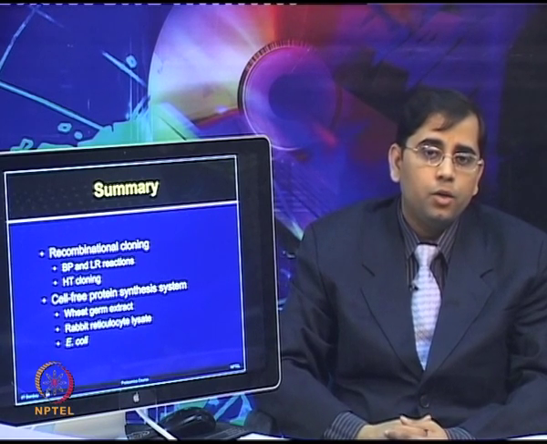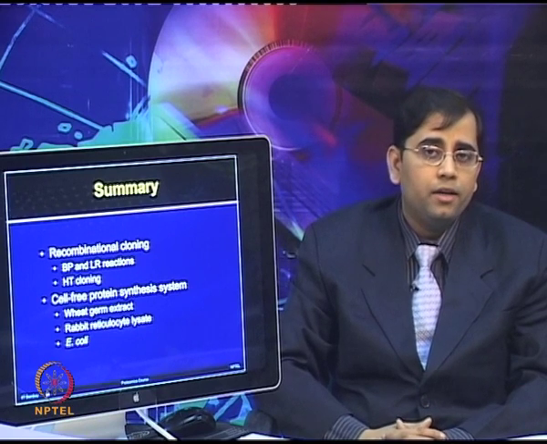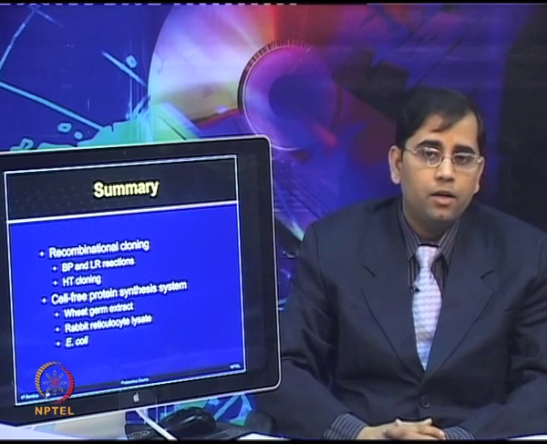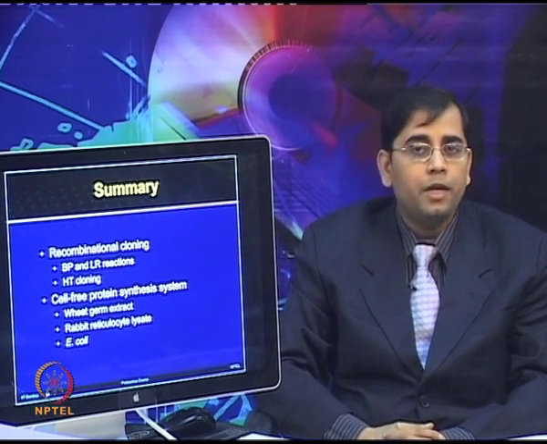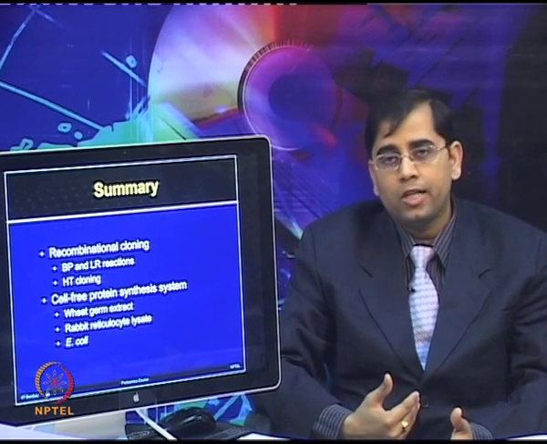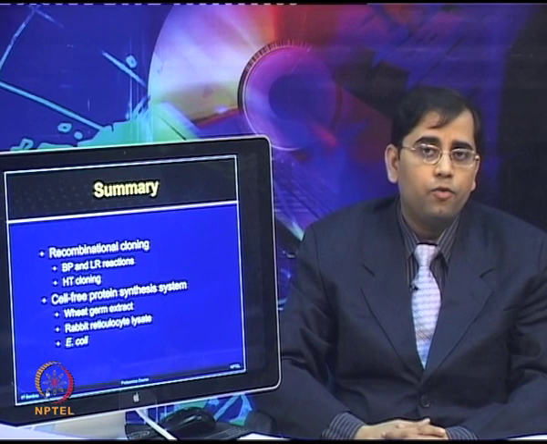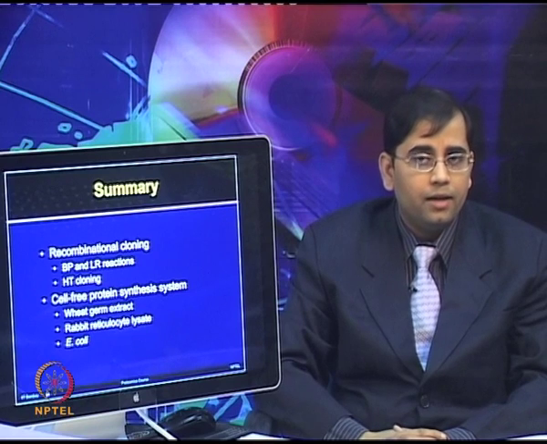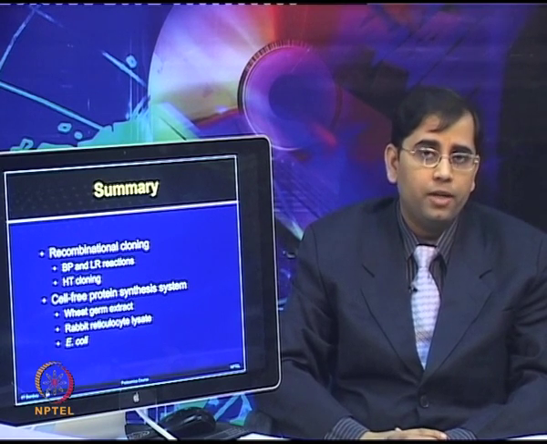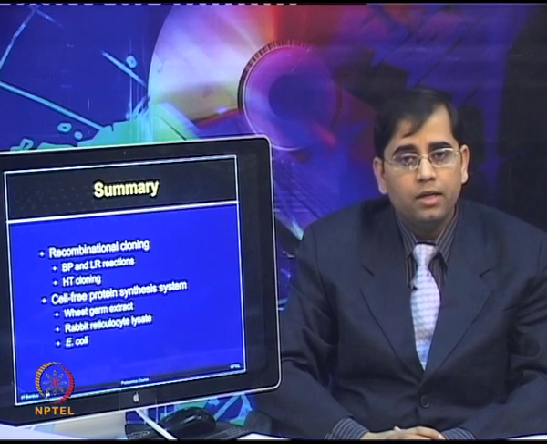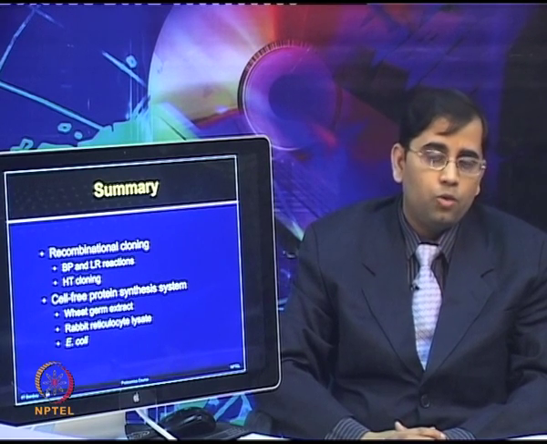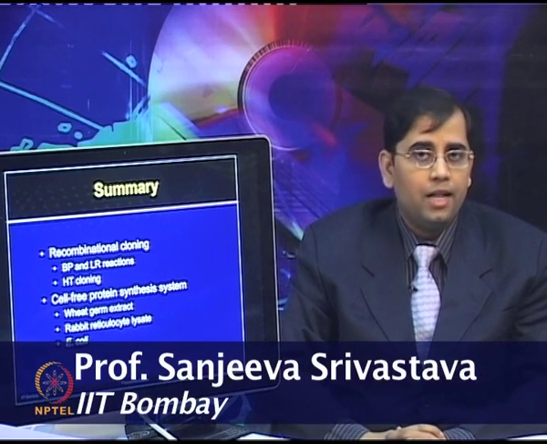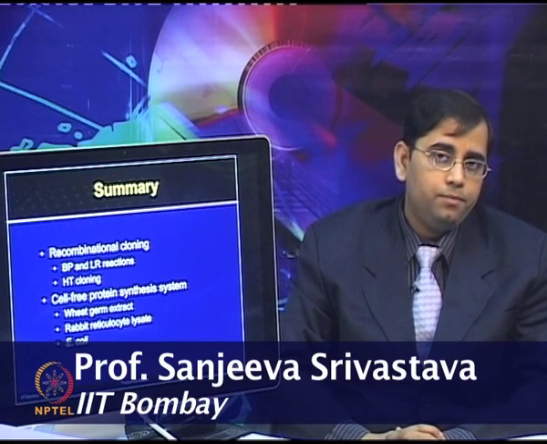In today's lecture, we have discussed recombinational cloning. We discussed various steps involved such as the BP and LR reactions. We talked about how high throughput cloning can be performed. I walked you through some glimpses of pictures of the cloning process, and also showed you some animation for comparison of conventional as well as recombinational cloning. We then discussed the cell-free protein synthesis system. We talked about wheat germ extracts, rabbit reticulocyte lysate as well as Escherichia coli based systems.